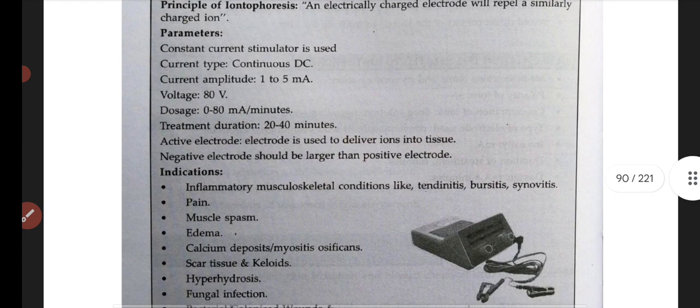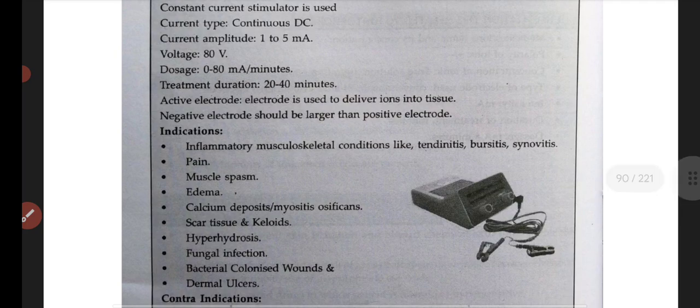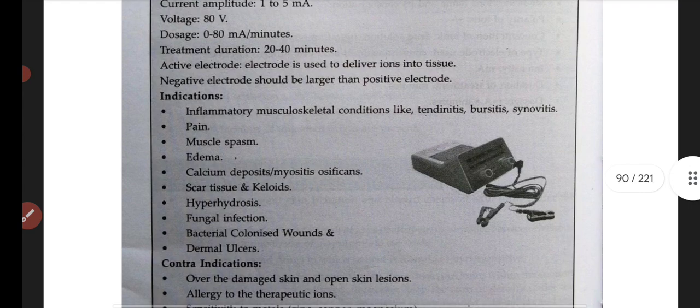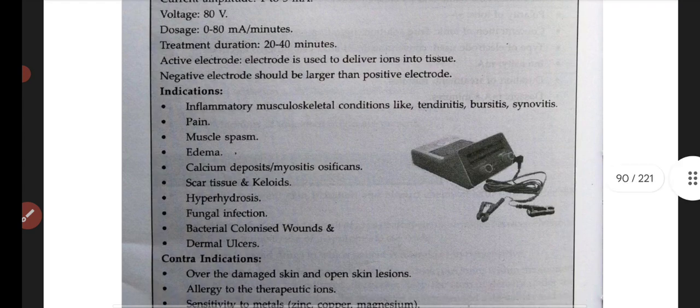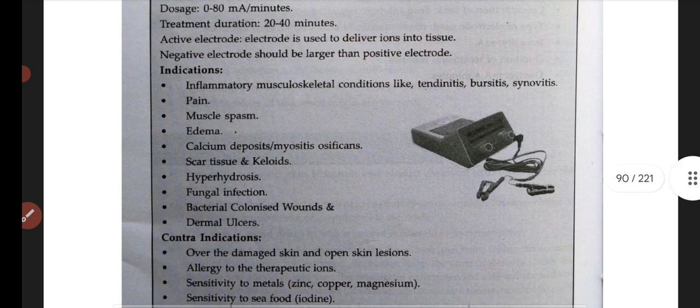The parameters: a constant current stimulator is used. Current type is continuous direct current. Current amplitude is 1 to 5 milliampere. Voltage is 80 volts. Dosage is 0 to 80 milliampere-minutes. Treatment duration is 20 to 40 minutes. Active electrode: this electrode is used to deliver ions into the tissues. The negative electrode should be larger than the positive electrode.